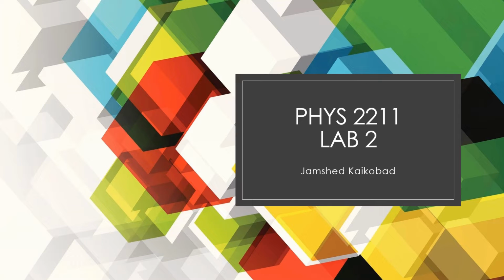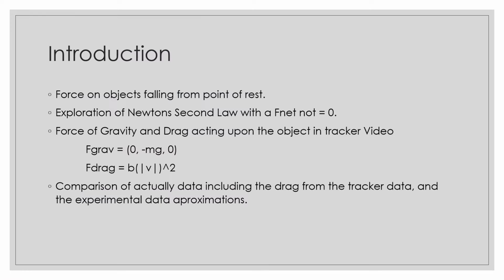Alright, my name is Jacobot, and this is my Physics 2211 Lab 2. In this lab, we will be looking at the force on objects falling from a point of rest, and exploring Newton's second law with F net not being equal to 0, and then comparing the force of gravity alone with drag included in the model.